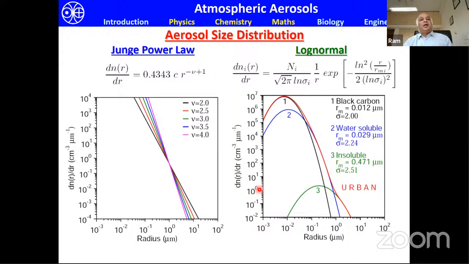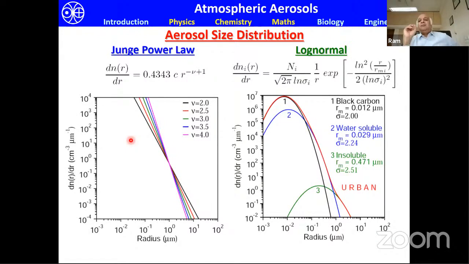So Junge thought of an easy way out of this. He simply said that the number of particles present should be proportional to a parameter called the size distribution function, which is given as mu here. And depending on its variation, the number of smaller or larger particles will be different in the atmosphere.